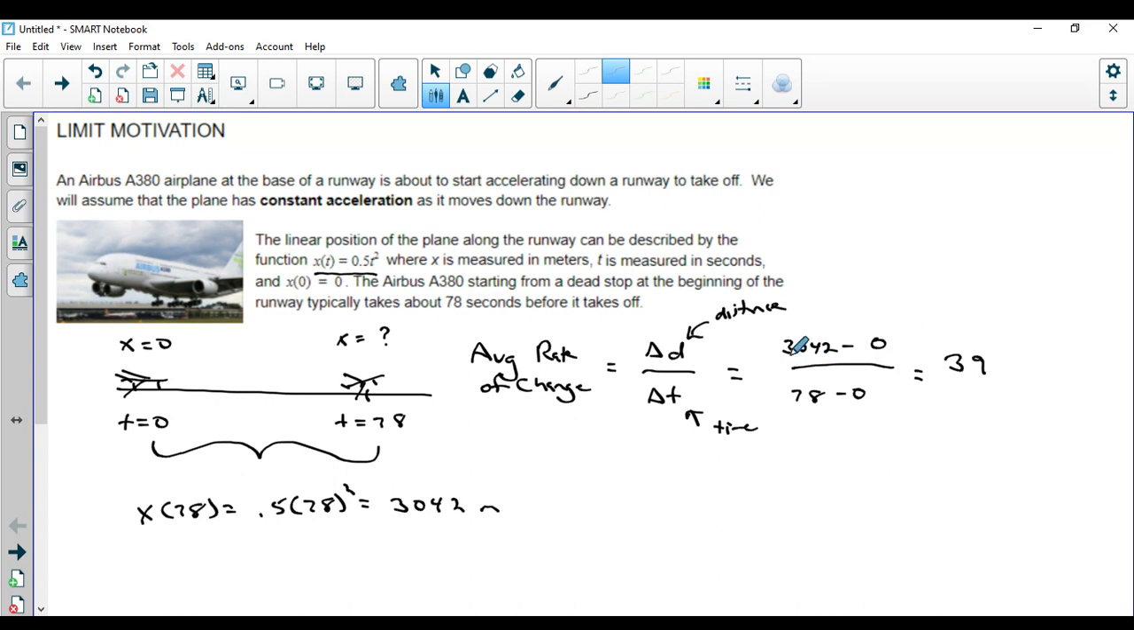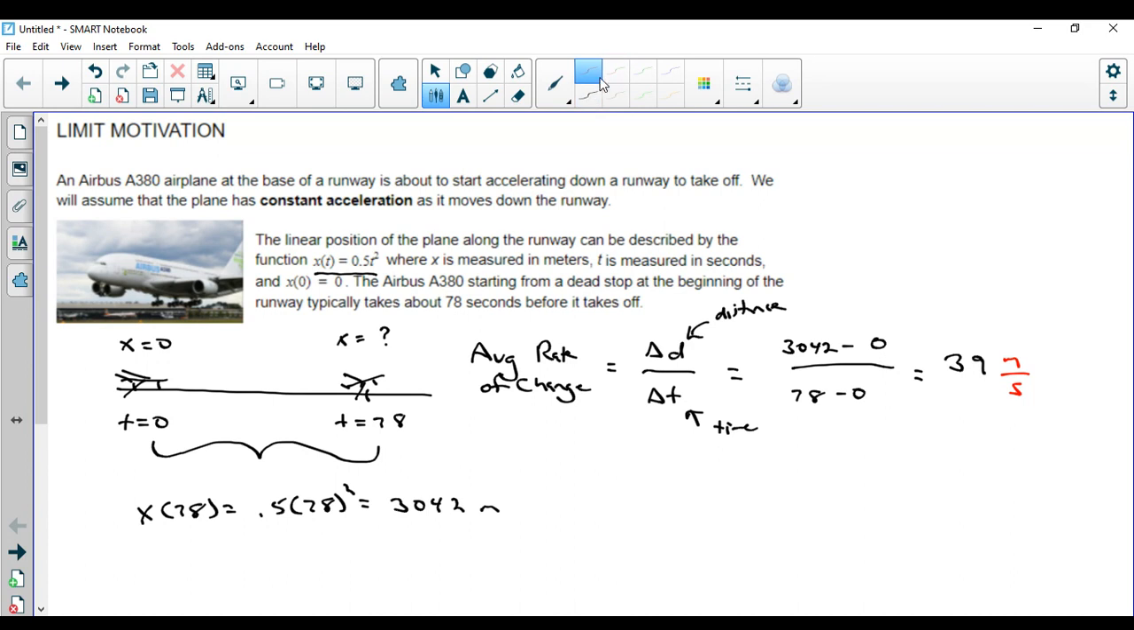Well, just think about the numerator here. These are meters, 3,042 meters minus 0 meters, right? So meters up top, and then this is seconds, so meters per second. So you get 39 meters per second. So that's kind of fast, right? I mean, think about it. You travel 39 meters in 1 second. That's fast. But now that's the average rate of change.